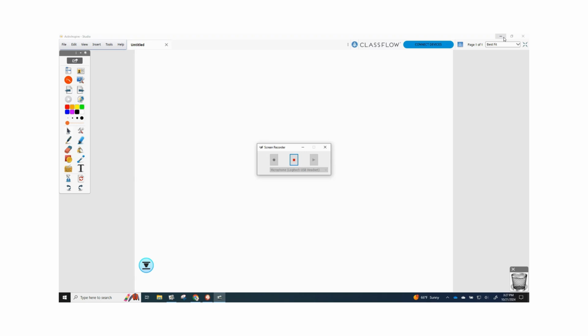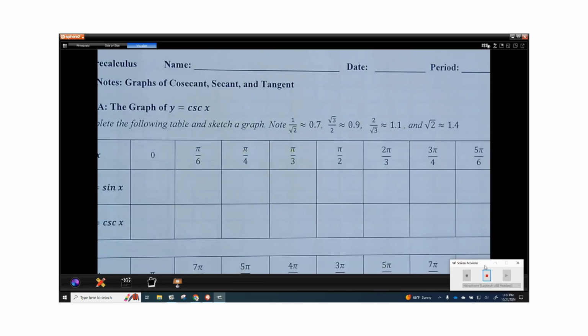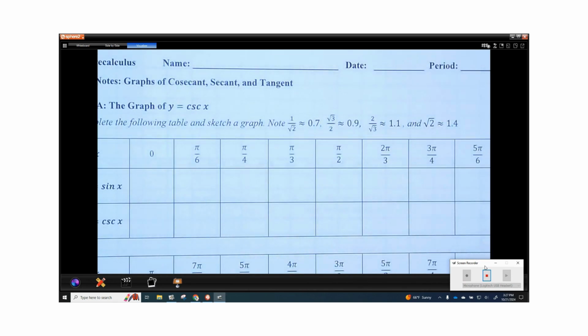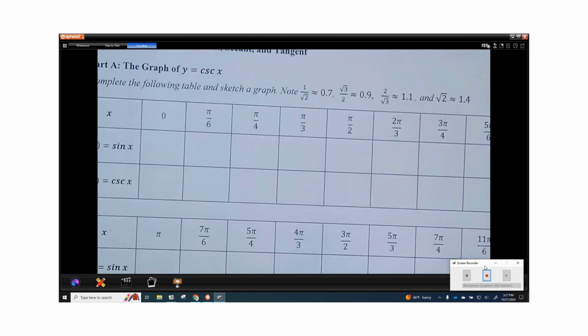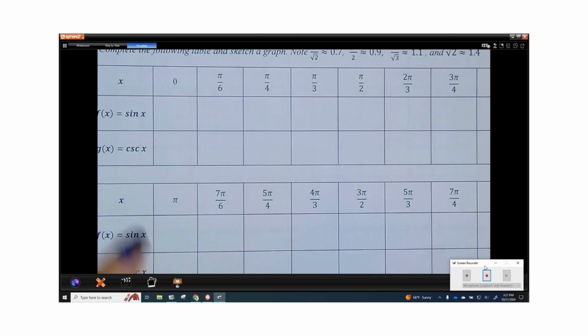So today I'm going to go over 1-15, cosecant, secant, cotangent graphs. So this first part I'm going to do a little faster. We did them in class. You could ask me how I got different values, but once you get the hang of it, I hope you understand what I'm doing. So first I'm going to fill out the sine values.